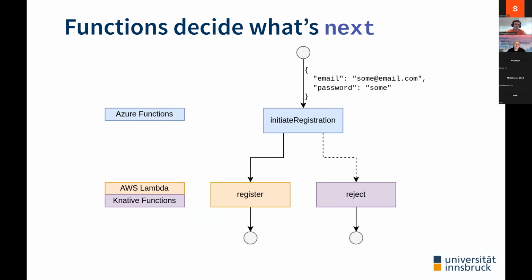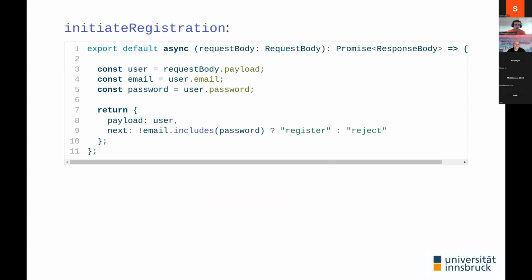And we do so by letting the functions decide what's next. In this short example, there is a registration workflow. The first function, initiate registration, has some condition it needs to check. If the condition succeeds, we forward the action to register, otherwise the request is rejected. In the code, this is how it works.